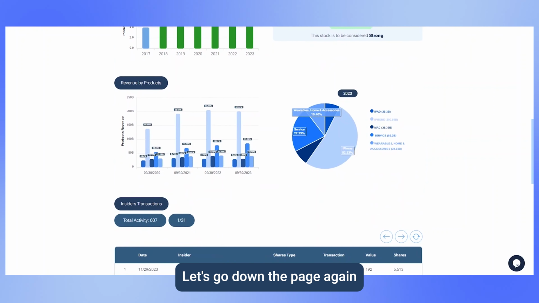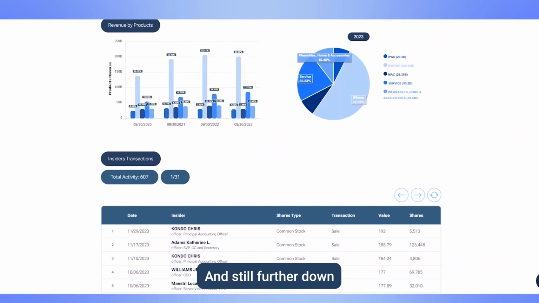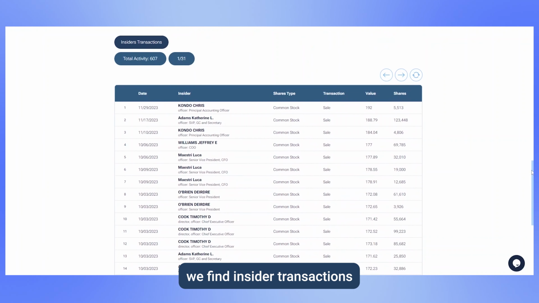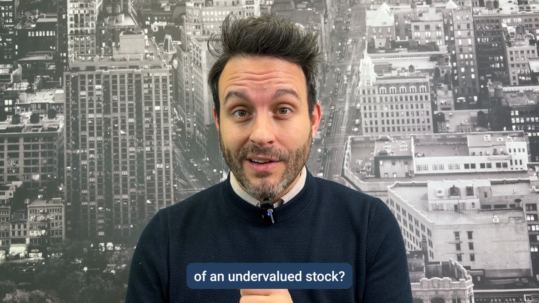Let's go down the page again where we find revenue by product, so how the revenue of the company under review is composed. And still further down, we find insider transactions, the buying and selling of the stock by the company's management. Need an example of an undervalued stock?